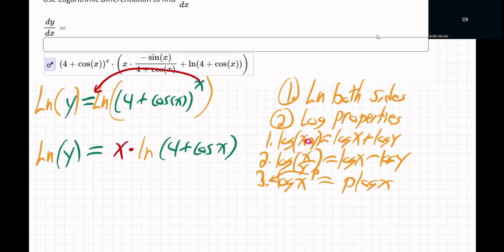That's times. So if you have inside the log two things multiplied, that can become two separate logs added. But we don't have two things multiplied. If this was 4 times cosine of x inside the ln, then yes, I would make it an ln 4 plus an ln cosine x. But it's not times, it's plus.